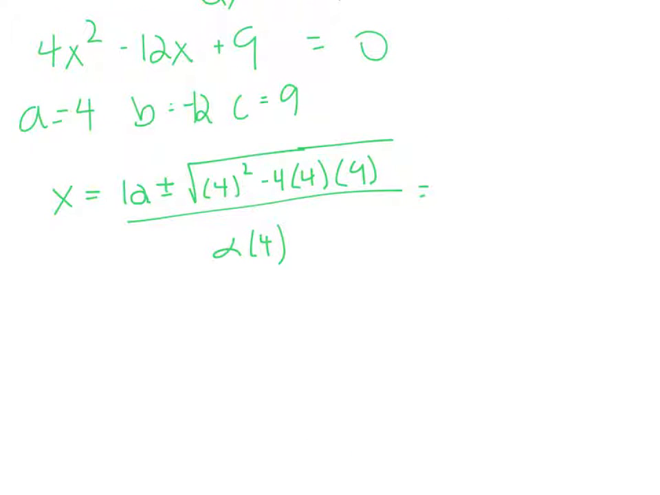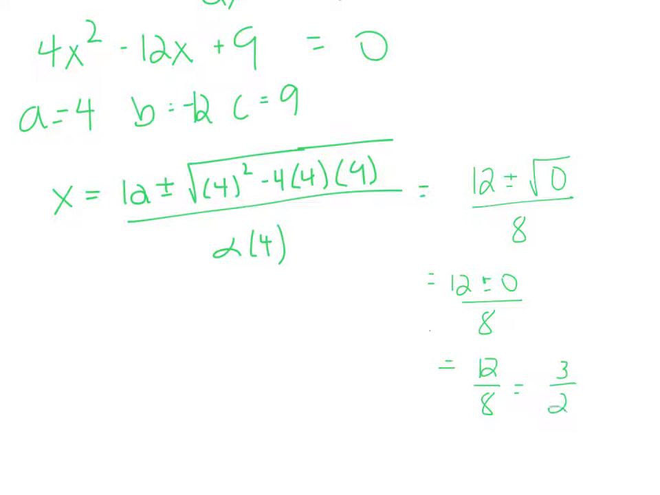We have 12 plus or minus the square root of 0 over 8. Well, the square root of 0 is just 0. And adding and subtracting 0 results in the same thing. So I end up with just 12 over 8, which can be simplified. Simplifies to 3 over 2. So just one solution. That means it's going to cross the x-axis at 3/2 or 1.5.